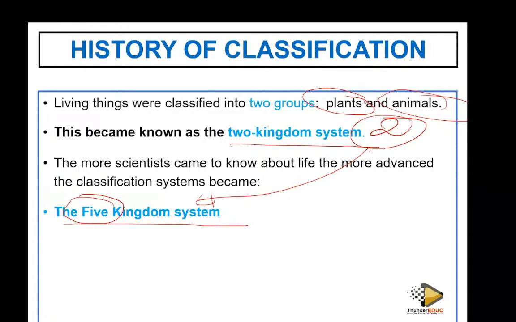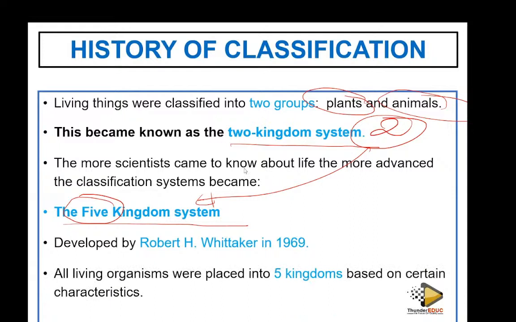Who developed this? We need to know who developed this. Robert tried to develop this in 1969, meaning that it's just a new thing. In 1969, the 5-kingdom system was developed. Up to now, we still believe in the 5-kingdom system. If you see that the 5-kingdom system is not enough, you can continue and then discover more. So all organisms now are based on the 5-kingdom system.